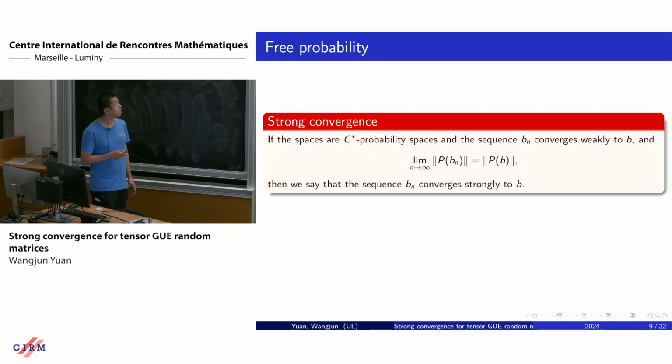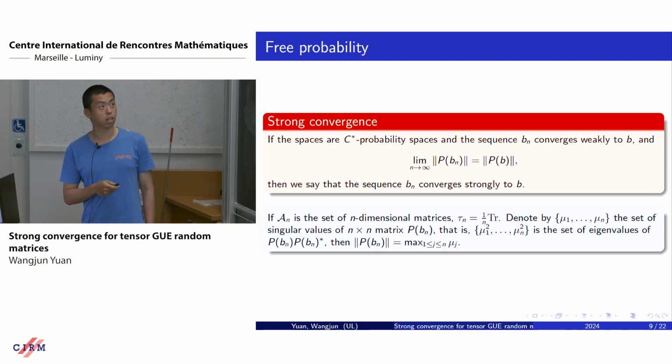OK, next, let's turn to the other kind of convergence, which is sometimes known as the strong convergence. So suppose that in the C star probability space, besides the algebra and the trace, we have a norm. And if the sequence converges weakly to B, and in addition, we have one more condition, that's the convergence of the norm of P of Bn to the norm of P of B. In this way, we say that the sequence converges strongly to B.